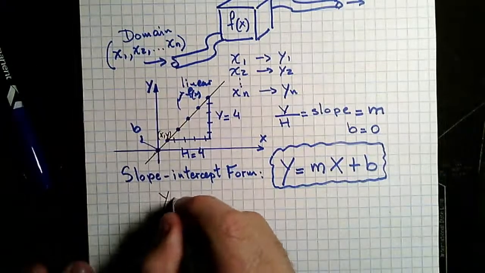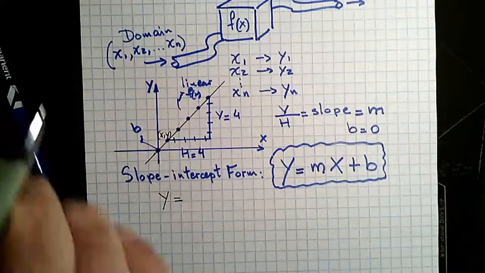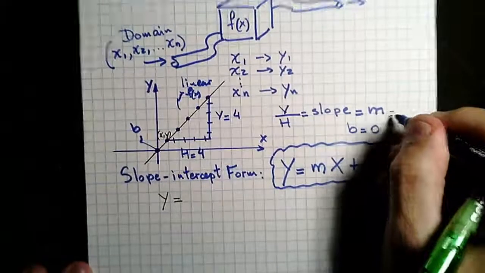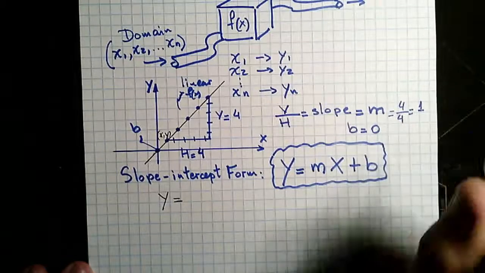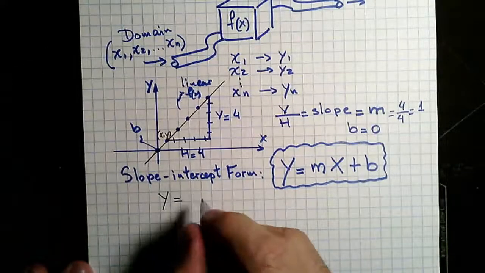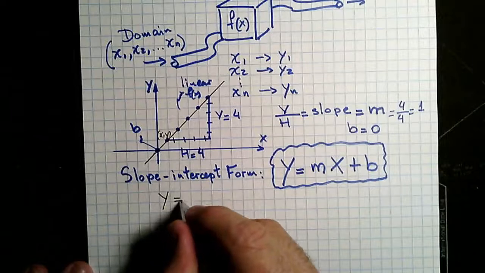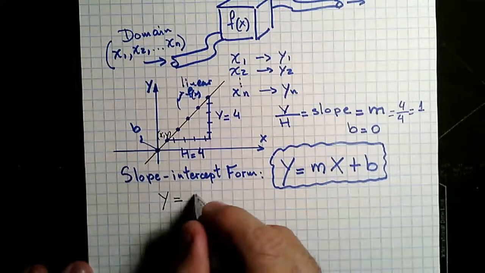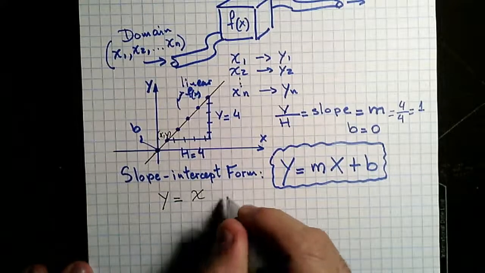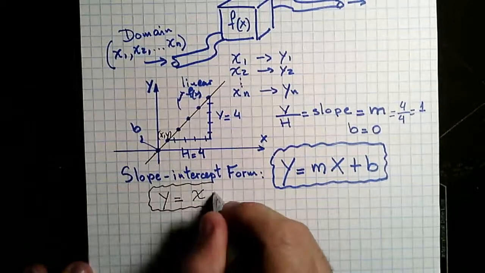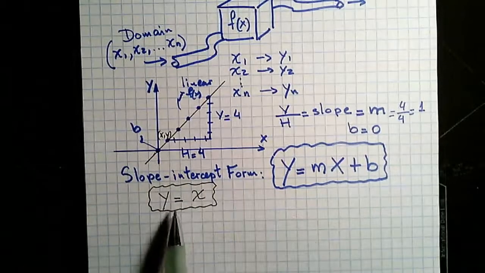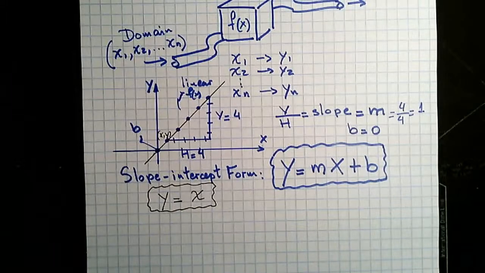So writing the equation for this particular line is nothing more than this. I have y equal to, let me see here, 4 divided by 4, which is 1. Slope is 1. So I don't write the 1 because in algebra we don't write 1. So this is x plus 0, and 0 of course. So this is nothing more and nothing else than the line y equal x. Okay, so this is called a linear function.